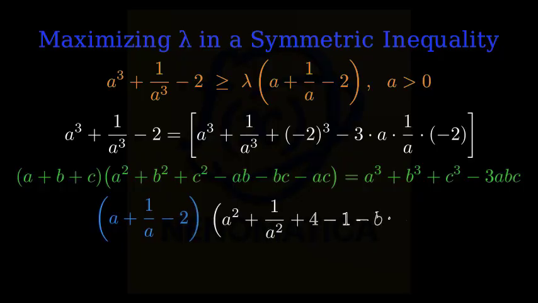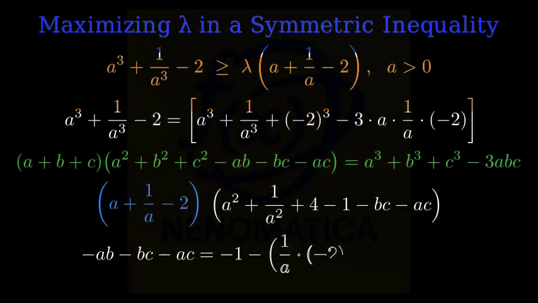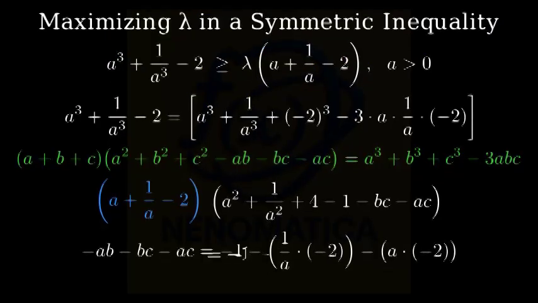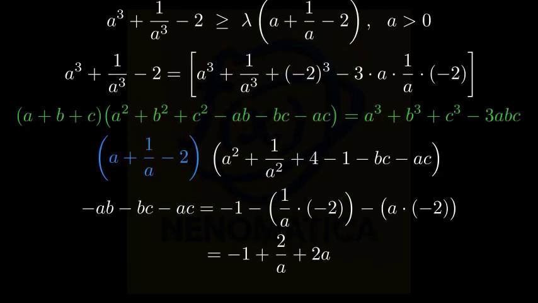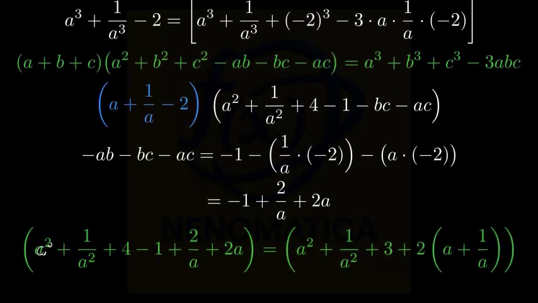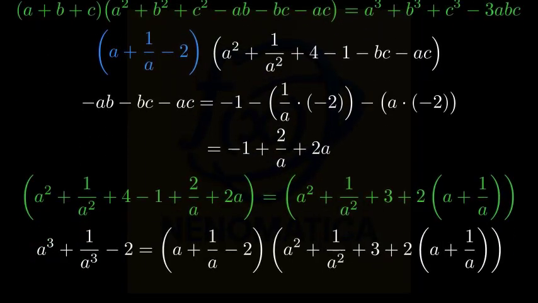Step 2. Substitute a equals a, b equals 1 over a, and c equals negative 2 into the identity. Then the product becomes a plus 1 over a minus 2 times the bracket a squared plus 1 over a squared plus 4 minus a times 1 over a minus bc minus ac. Be careful with the signs, because c is negative 2, minus bc becomes plus 2 over a, and minus ac becomes plus 2a. So the left side equals the factor a plus 1 over a minus 2 times the bracket a squared plus 1 over a squared plus 3 plus 2 times the quantity a plus 1 over a.